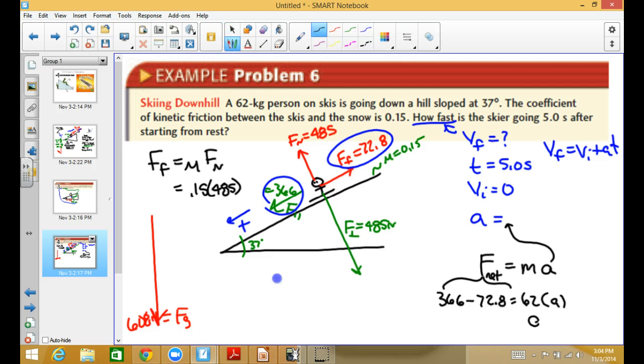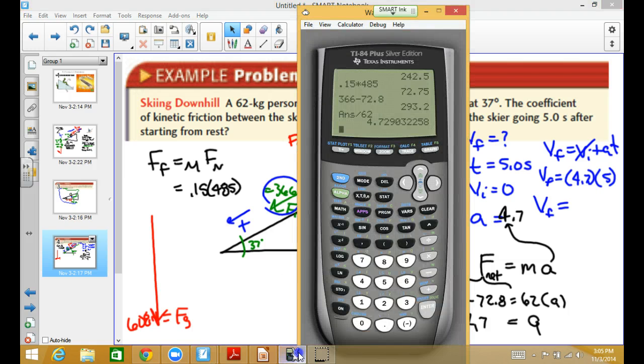So VF equals VI plus AT, so I don't know what the final velocity is. This is 0, the acceleration 4.7 times my time of 5. So I just multiply this by 5. 24 meters per second.